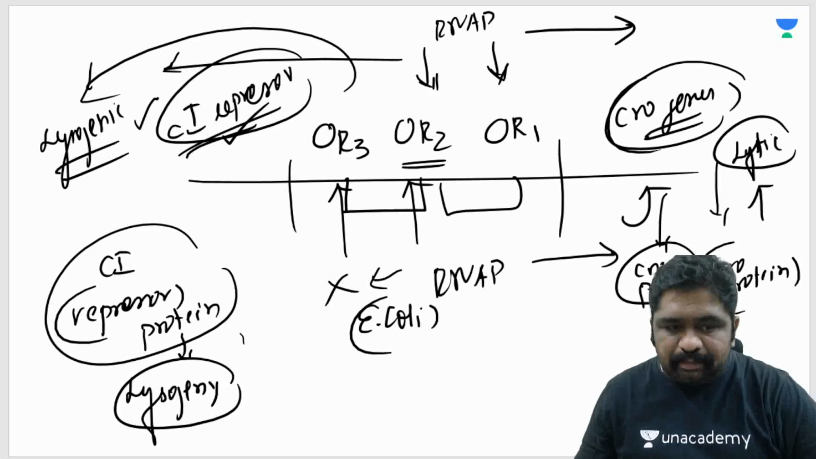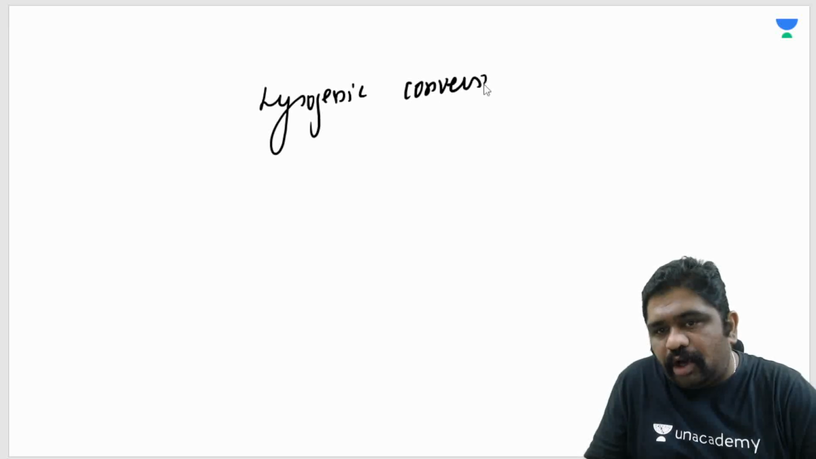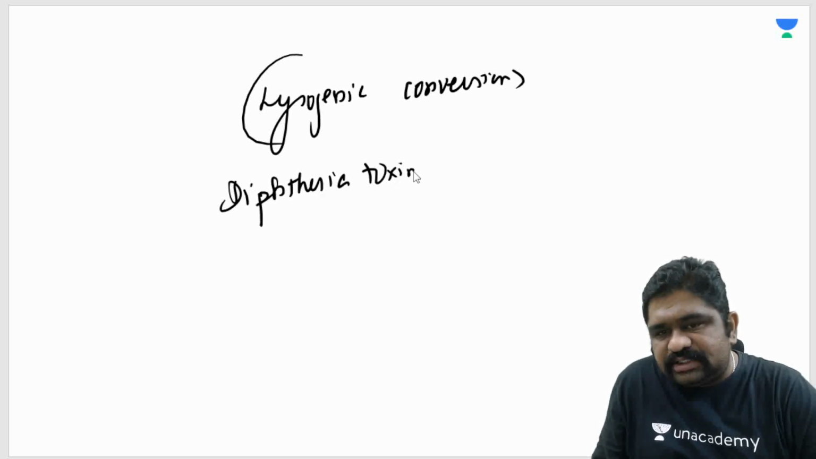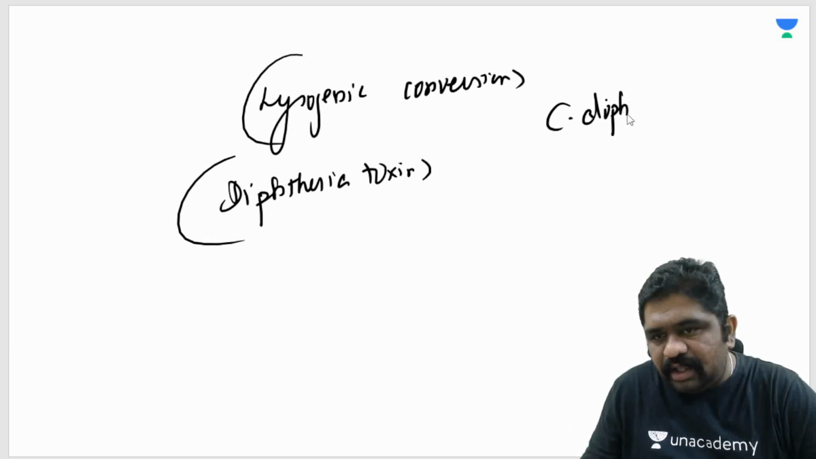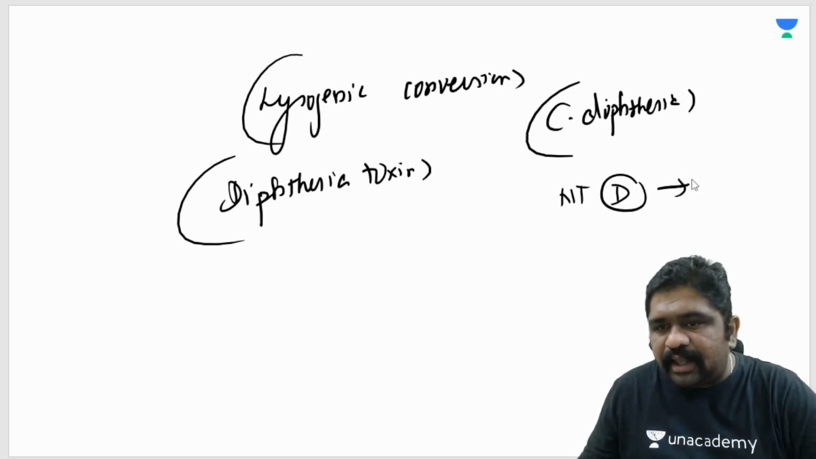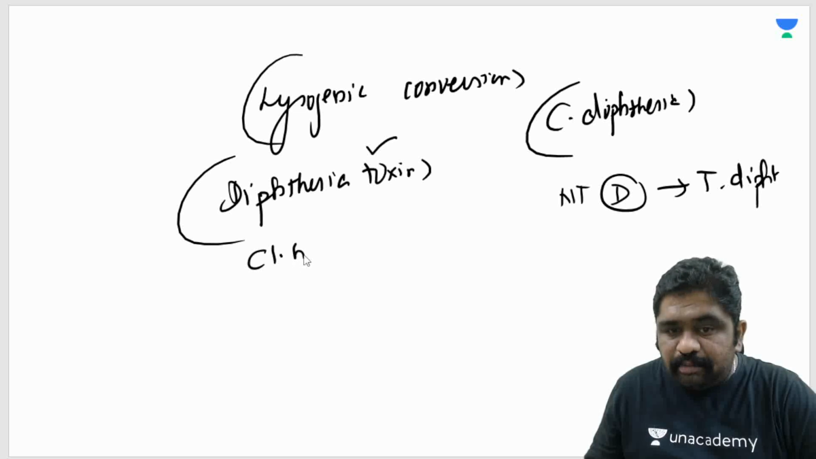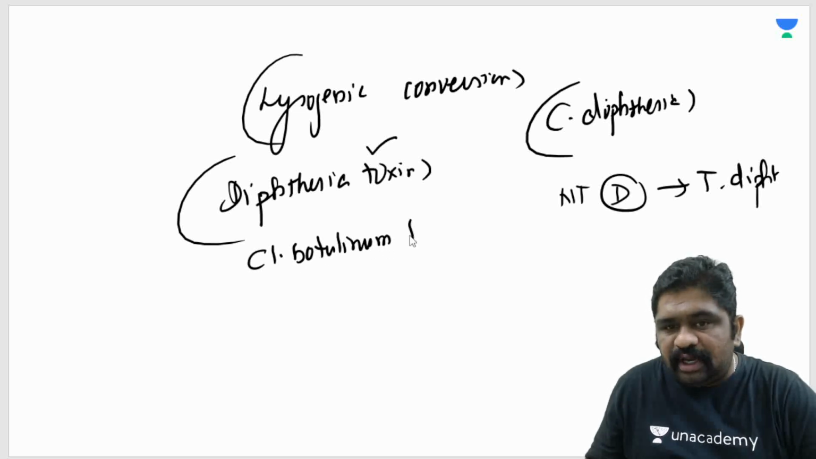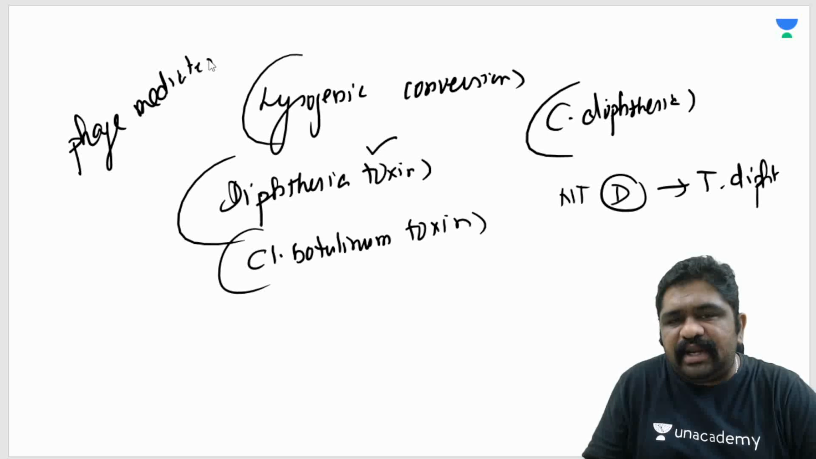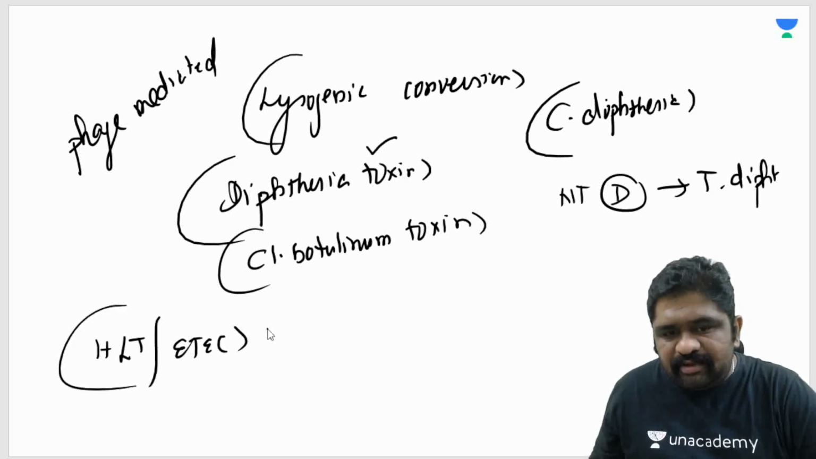So how is lysogeny helpful? Look at this part. Lysogenic conversion matters a lot in terms of transduction. For example, diphtheria toxin is introduced into Corynebacterium diphtheriae at the genomic level because of transduction. So a non-toxigenic diphtheria bacteria can become a toxigenic diphtheria bacteria because of lysogenic conversion. Which other toxin? Clostridium botulinum toxin also is because of lysogenic conversion. These are all phage mediated. What else is phage mediated? Remember, the heat labile toxin of ETEC can be phage mediated.